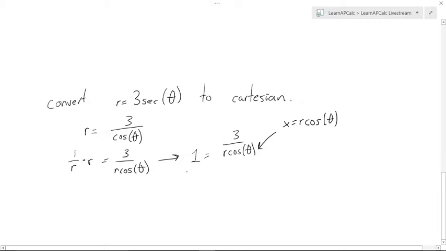So if I just simplify here, 1/3 equals 1 over x. I'm just simply taking this 3 and dividing it. And here I can cross multiply and just get the equation x equals 3.